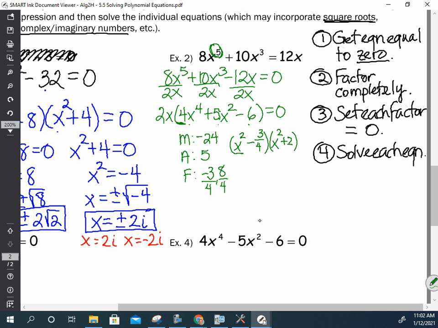Remember, x squared comes from the fact that we have to go back to x to the 4th. We can't just put x, we have to put x squared. And 3/4, we can't leave it that way. So our factored form is 2x times (4x squared minus 3) times (x squared plus 2) equals 0. Any questions before we continue?